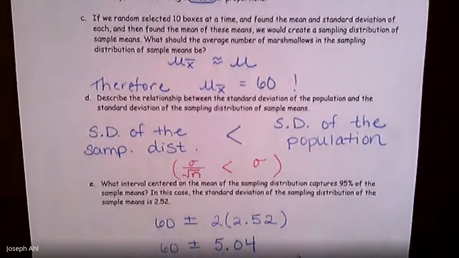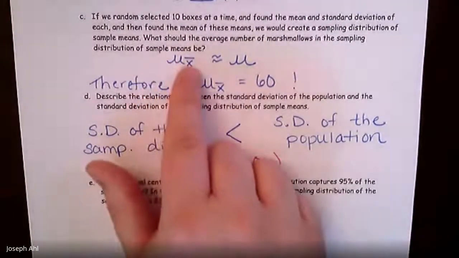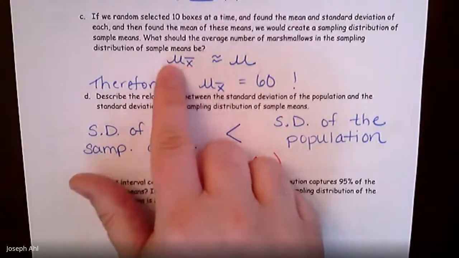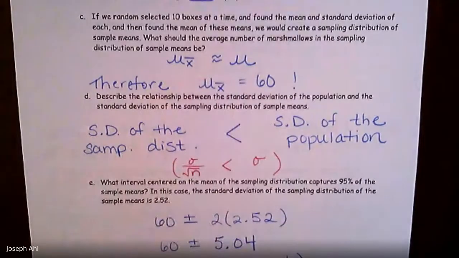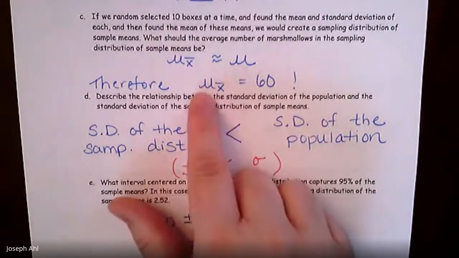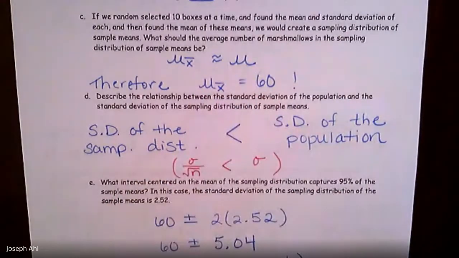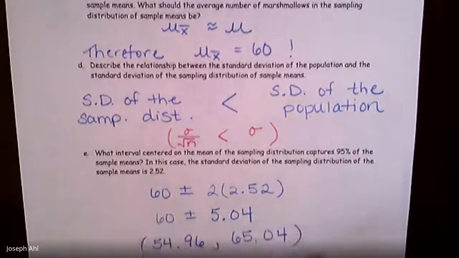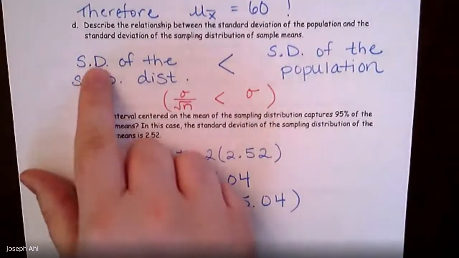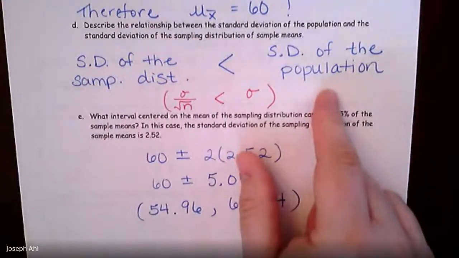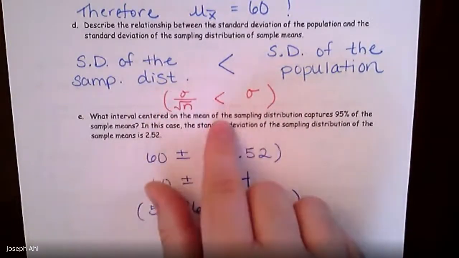One thing we learned in the lesson is that the average of all your X bars, the average of all those averages, is going to approximate mu, which is the population mean. So in this case, we know that the average of all those X bars should be 60. In terms of variability, the sampling distribution standard deviation is always going to be less than the standard deviation of your population because of the way we calculate those things.